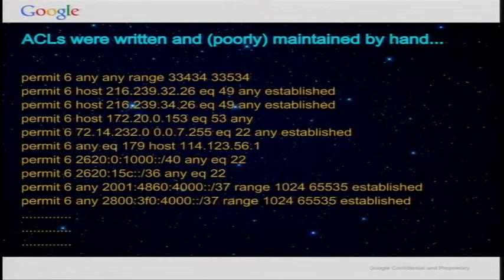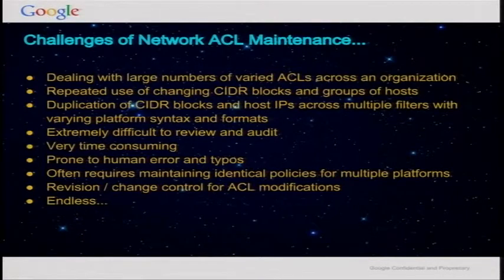Okay. And this is basically what an ACL would look like, a simple Cisco ACL. We got a little bit of IPv6, full IPv4. And this was all written by hand, maintained by hand, then you'd cut and paste it into your router. And it has a lot of challenges doing this by hand.